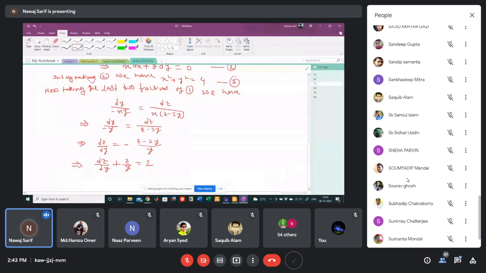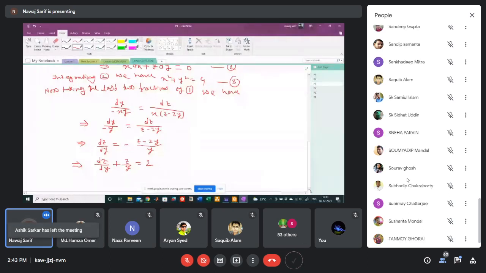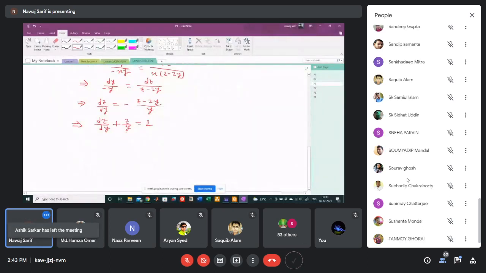Can you tell me which kind of equation this one is? This is a linear first order differential equation. And now you know how to find the solution of a linear differential equation. Okay, so can someone tell me how to find the solution which is linear?